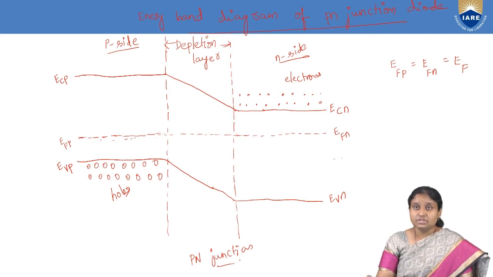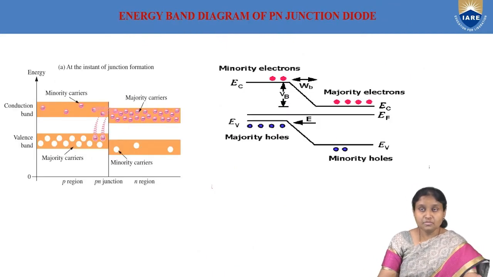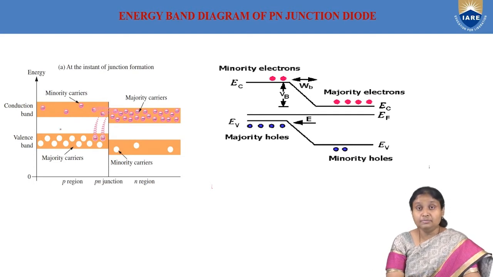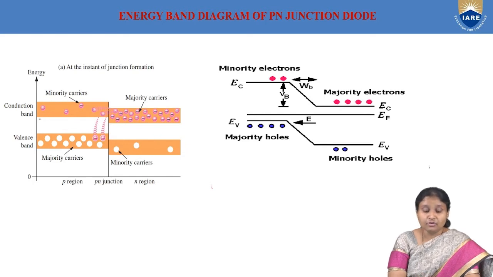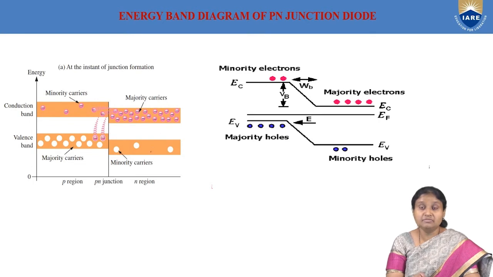If we look at this particular slide, this is the p-side of the PN junction and this is the n-side. This is the conduction band and valence band in the p region, and this is the conduction band and valence band in the n region. As we have seen, the conduction band and valence band in the n region are a little bit lower than those in the p region. And of course, when we talk about the p region, the majority charge carriers are holes and the minority charge carriers are electrons.